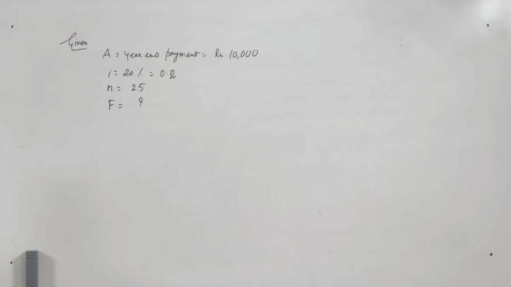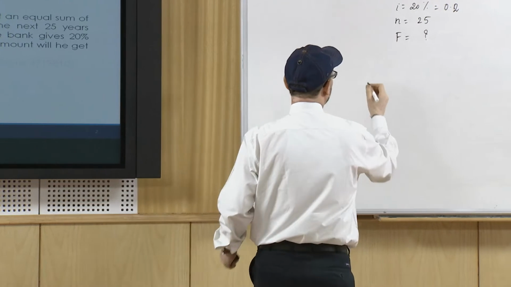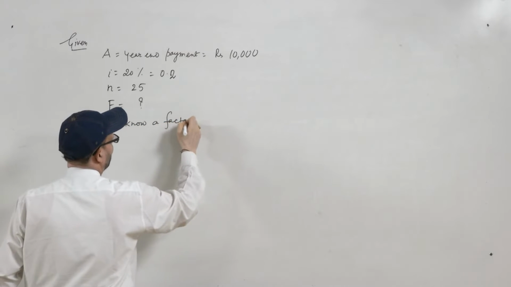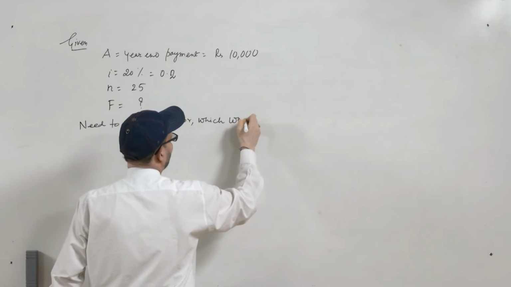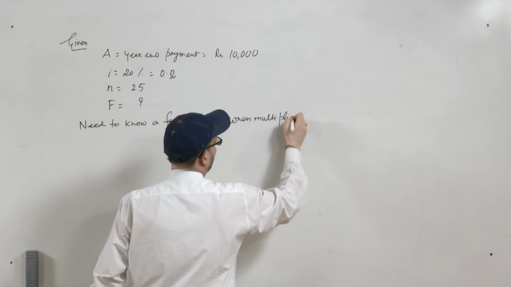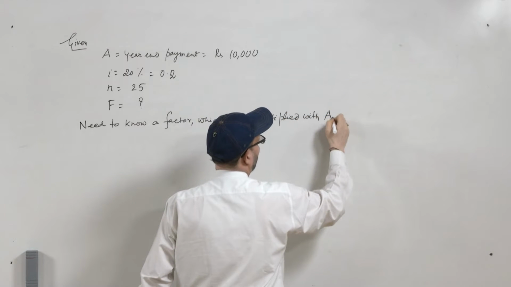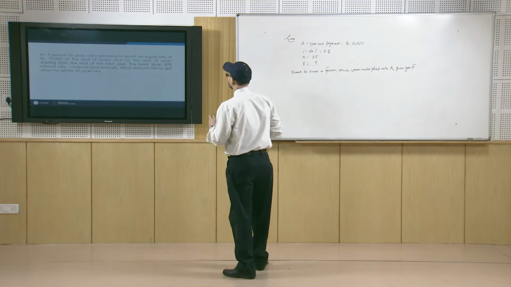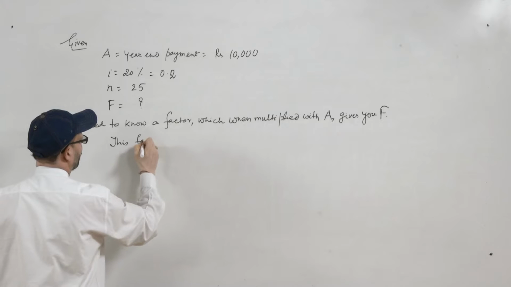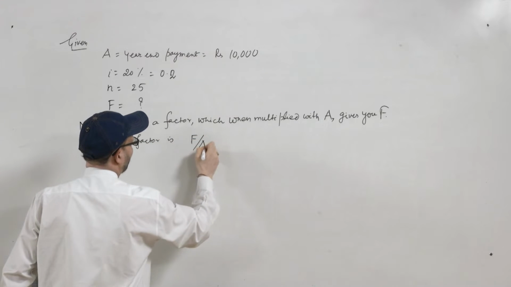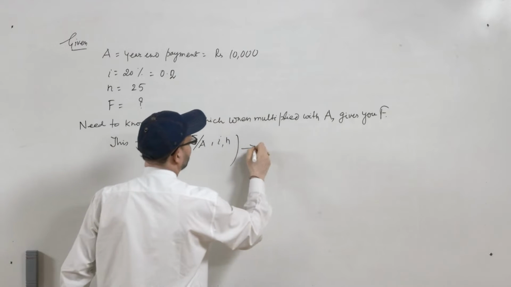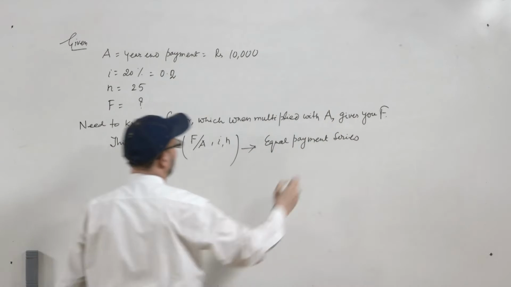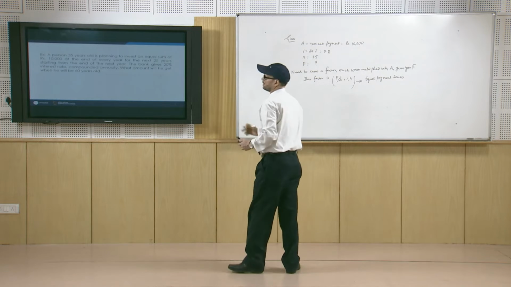Now, we know A and we need to find F. So, you need a factor which, when multiplied with A, gives you F. We have studied already that this factor is nothing but F by A, i, n, and we have also termed it the equal payment series compound amount factor.